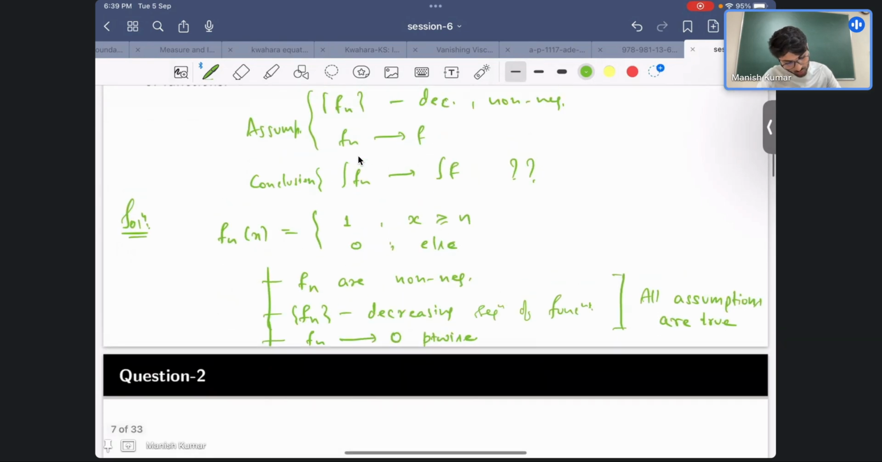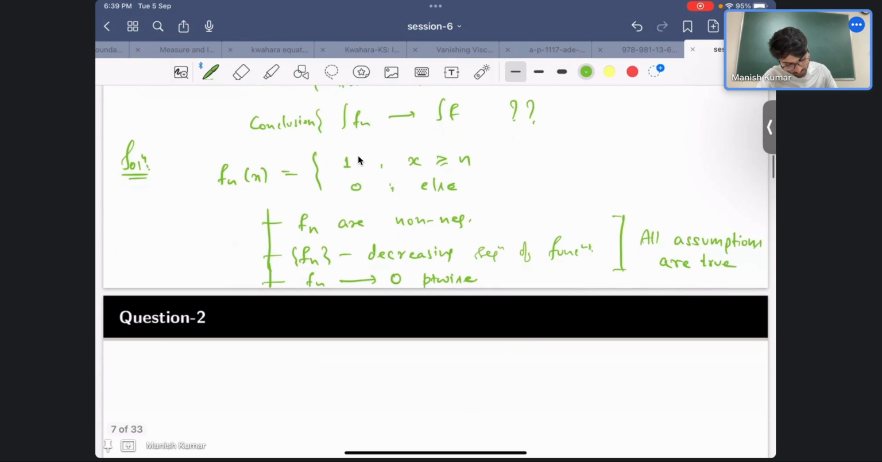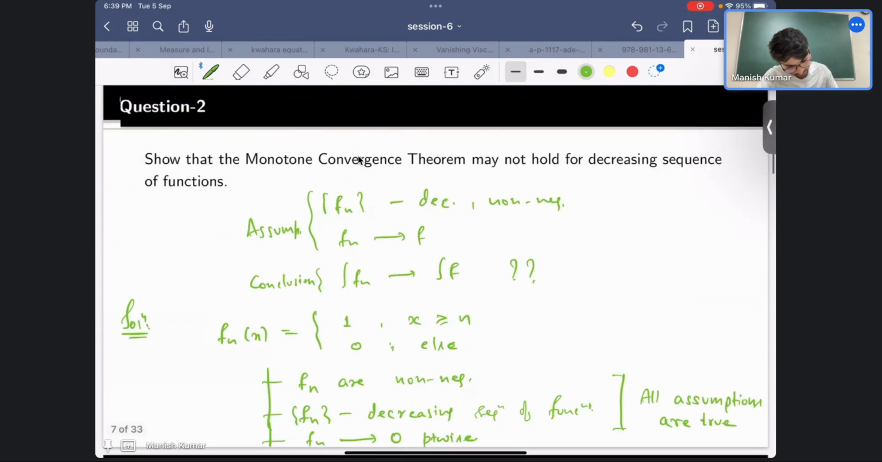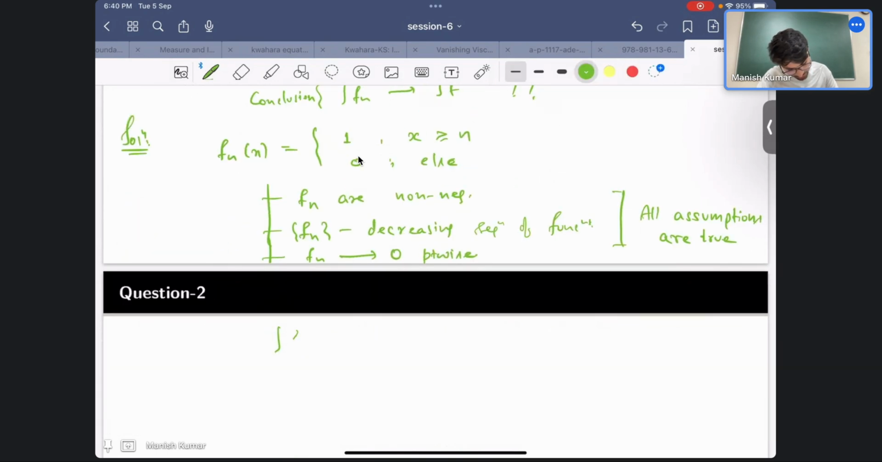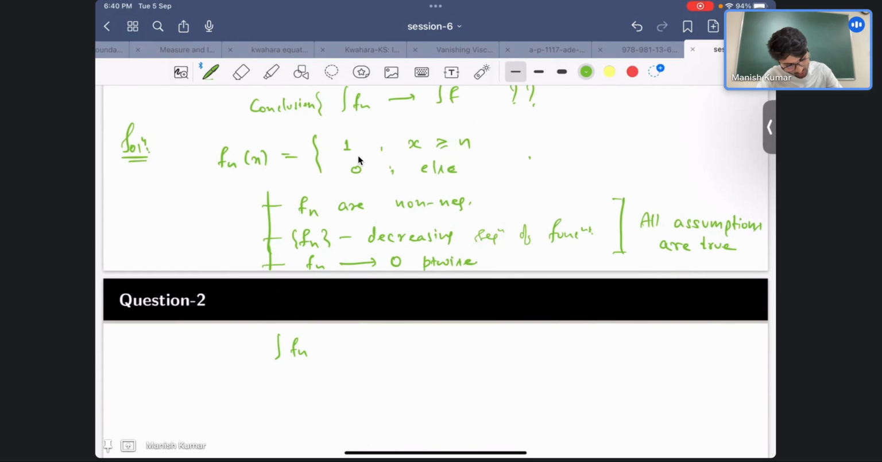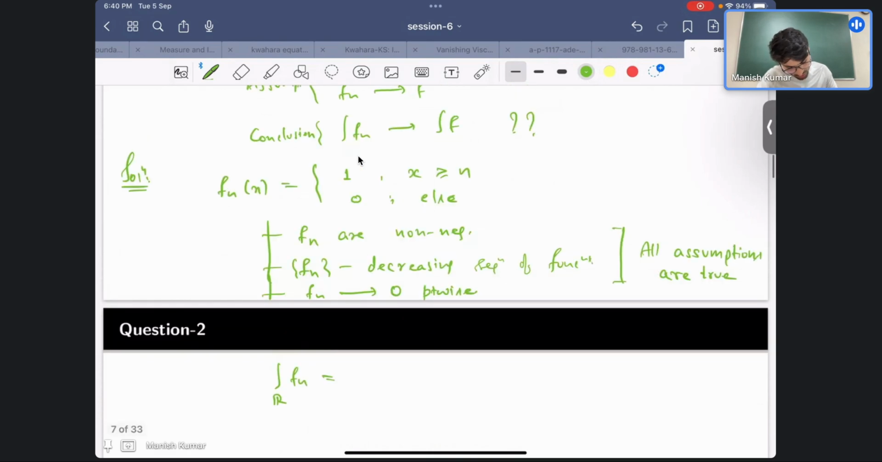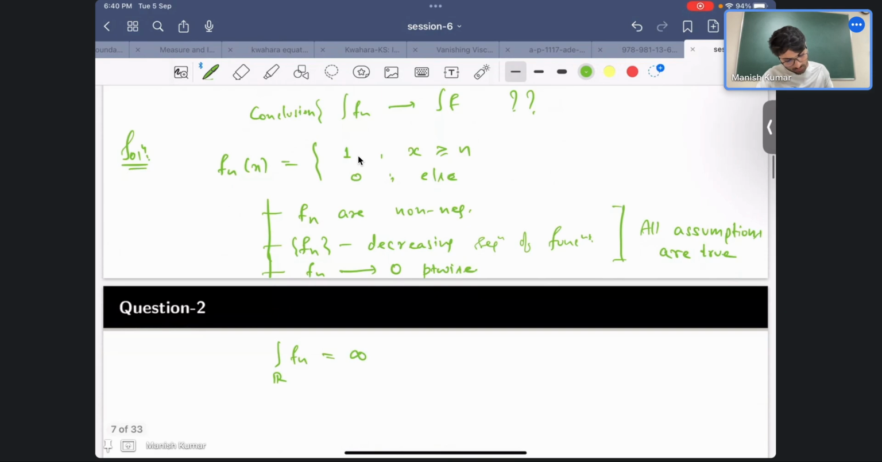Now, is the conclusion true? Let's see. The integration of fn over, let's say, the whole of r. These functions are all defined for all x in r. So what will be the integration of fn over r? It will be infinity for each n. If you want, I can write further: it is the integral from n to infinity of 1 dx, or in terms of Lebesgue measure, the integral from n to infinity of dm1, and this is nothing but infinity.